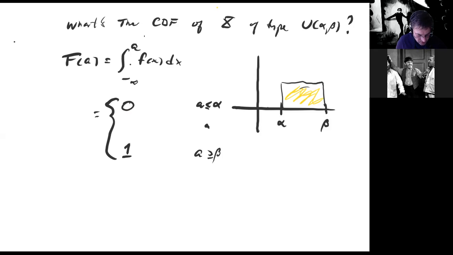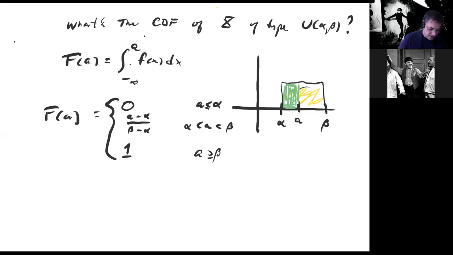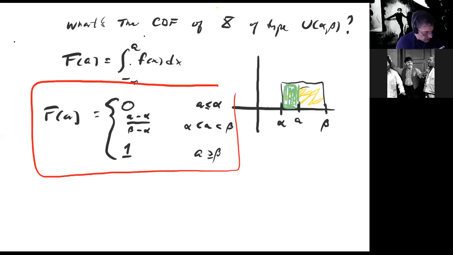So what happens if a is between alpha and beta? Well, a would be somewhere here, and the area you're picking up would be the green shaded region between alpha and a. This would be the integral from alpha to a, but it's the area of a rectangle, and so it's going to be given by a minus alpha, that's the base, times the height, which we know to be 1 over beta minus alpha. So that's what F of a is. Okay, so that's cool. So we've computed it.